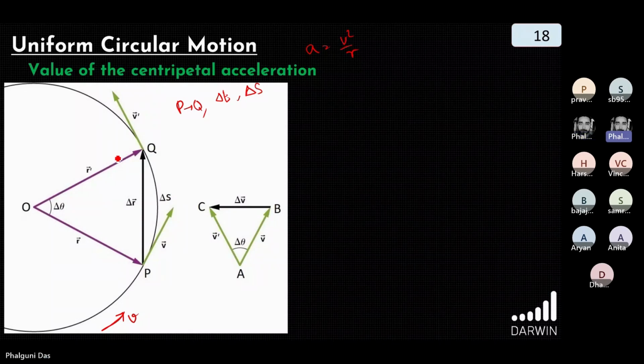I'm just assuming this fact that it's moving with a constant speed v. To move from point P to Q, it covers an arc length of delta s in a time of delta t. Now, velocity vectors and position vectors are shown. Now, look at the triangle OPQ and triangle ABC. Triangle OPQ is the triangle made by the position vectors. Triangle ABC is the triangle made by the velocity vectors. Now, I am saying that these two are similar.